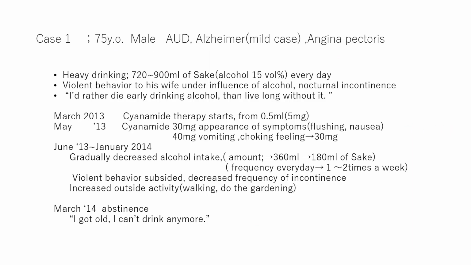Now let me show two successful cases. Case 1 is a 75-year-old male with AUD plus mild Alzheimer's and angina. After retiring from work at 70, his drinking habit gradually worsened. At this stage, he began to cause trouble. He drank 720 to 900 milliliters of sake every day from the morning. Sake contains 15% alcohol.